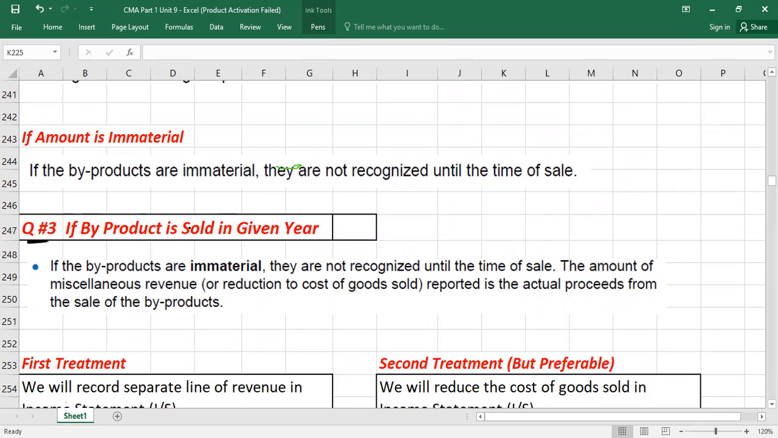Question number 3: if the byproduct is sold. Guys, sold during the year, you sold it. So now there are 2 permissible treatments which you can follow. Because you sold it, you will get a value now. So what will you do? There are 2 permissible treatments. Anyone you can follow. It depends which policy you choose, which treatment you choose, but both options are available. First option is what?